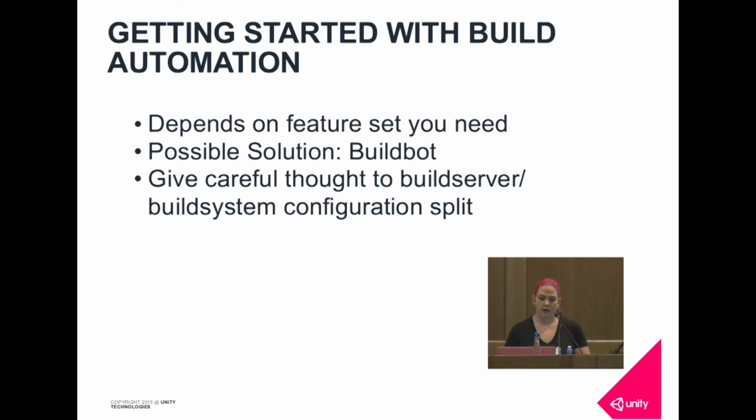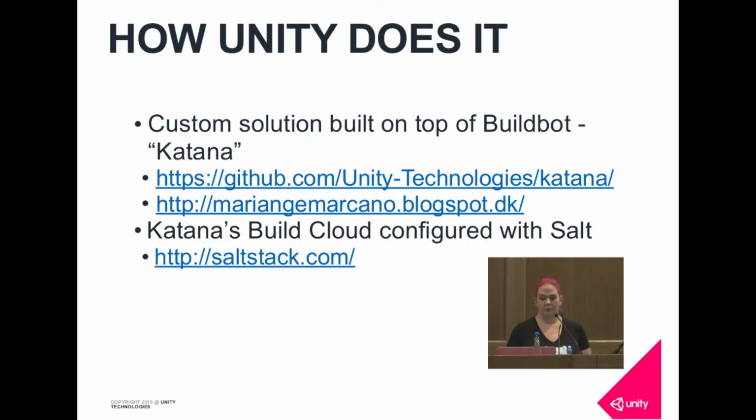So in terms of how Unity does this, we have a custom build automation solution built on top of BuildBot. We gave it the codename Katana, and it's written entirely in Python. Of course, it's open source. The source is available on GitHub. We're by far the most active users and the people who are actively developing it, but there are other organizations that use it, and I would totally encourage you to give it a look if you're looking for something to solve this particular problem for you.